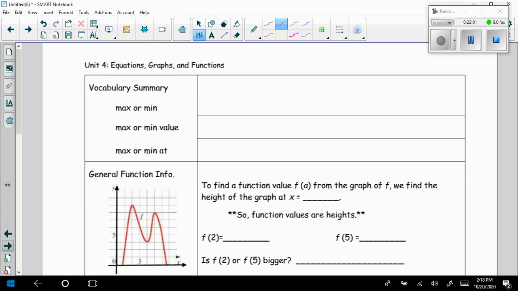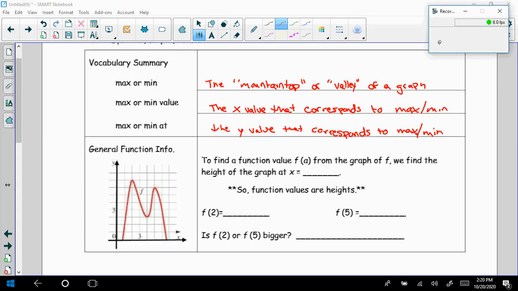So just to summarize, remember maximums or minimums are your mountaintop or valley of your graph. Okay, so max or min is the mountaintop or valley of a graph. If I say the max or min value, we're talking about an X value that corresponds to the max or min. And then if I say the max or min is at, then we're talking about the Y value. So notice the difference here that corresponds with a max or min. Go ahead and see if you can fill out this general info for this graph, just based off of what you know about functions so far.